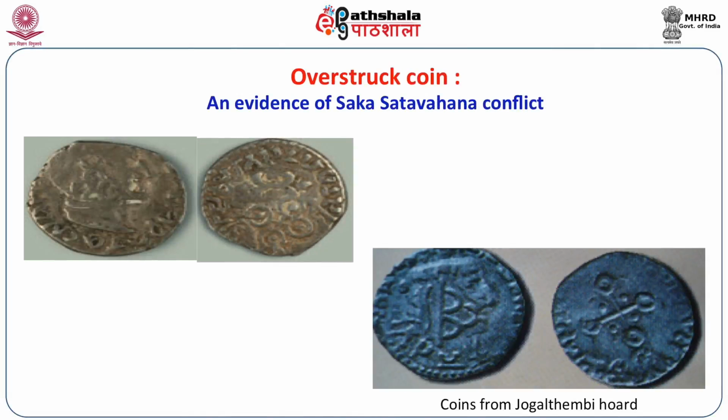So restriking was done in such a manner that you can see the portrait of the Shakas, and on that you have the Satavahana symbols. So this clearly depicts that some kind of a struggle or a conflict was going on between the Shakas and the Satavahanas. There are, however, many more evidences to show the Shaka-Satavahana conflict, and you can see the module on Satavahanas and the Shakas to learn more about this.